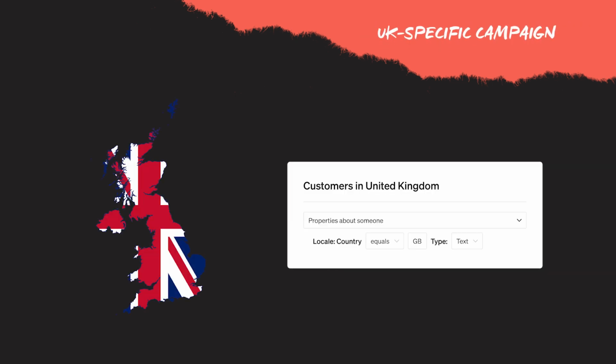On the other hand, if you're promoting a UK-specific warranty program, language matters less than location. You'd segment customers based on locale country and target everyone who has purchased in the UK, regardless of what language they speak. The key takeaway here is that Shopify Markets data lets you segment by intent and context, not just geography.